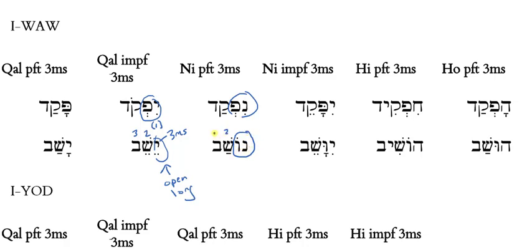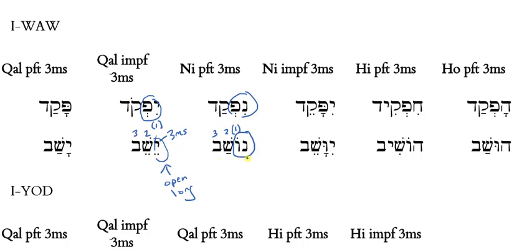I can only truly see roots 2 and 3. Root 1 is sort of visible, but in the form of a mater holem vav. All right? So notice this is an open and long syllable. The nun prefix of the nifal perfect is visible, but this is not a closed syllable. So I will frequently see holem vavs showing up where I might have had closed syllables in the other forms. So nifkad, he was appointed.